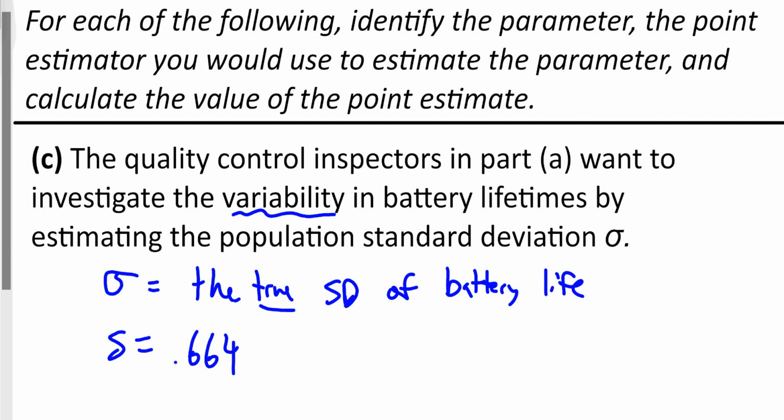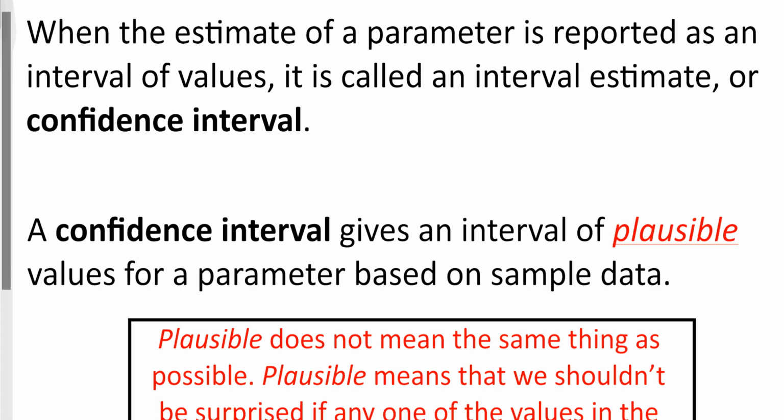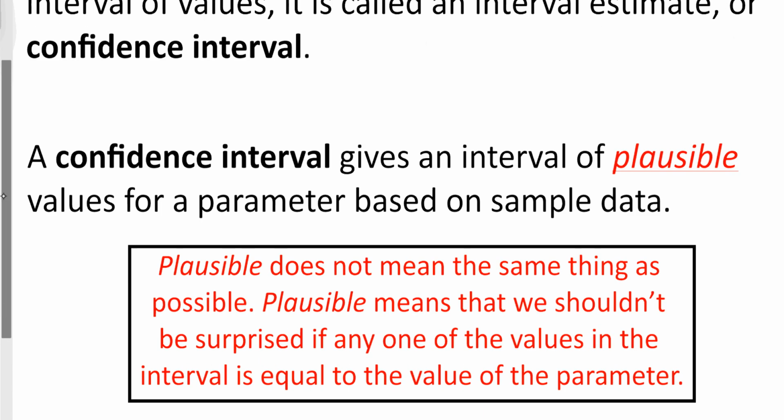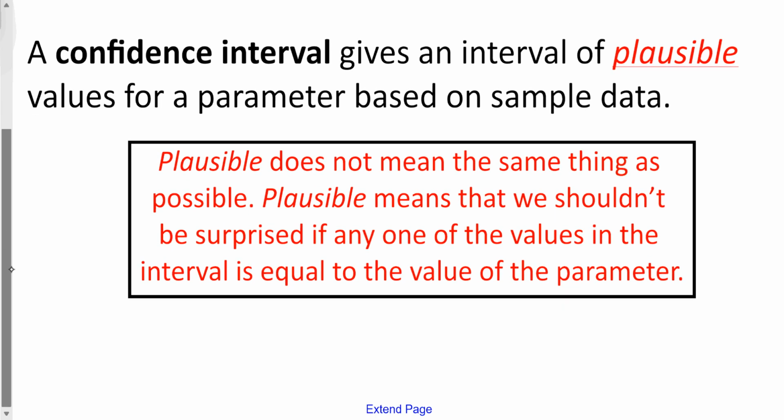So, a little review of something we've done. But now we're going to take this information and we want to build these things called confidence intervals. It's a big part of inferencing. So when the estimate of a parameter is reported as an interval of values, which is very common, it is called an interval estimate, or more commonly, a confidence interval. So a confidence interval gives an interval of plausible values for a parameter based on sample data. And I want to make note that plausible is not the same as possible. Plausible means that we shouldn't be surprised if any one of the values in the interval is equal to the value of the parameter. It doesn't mean all the possible values.